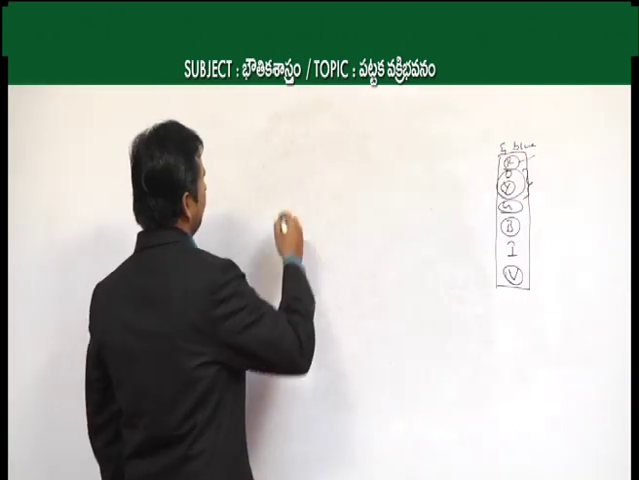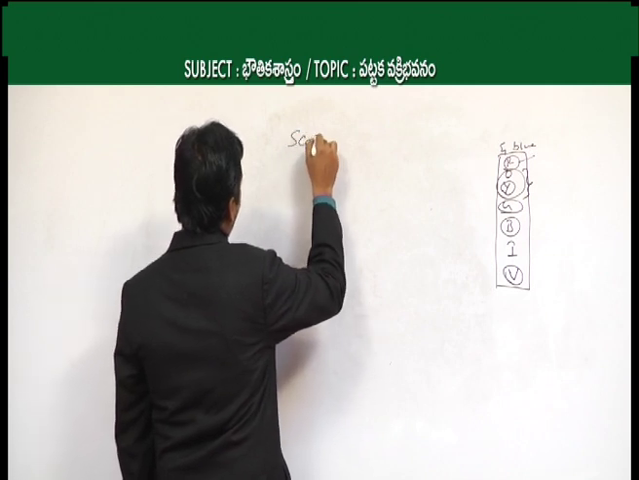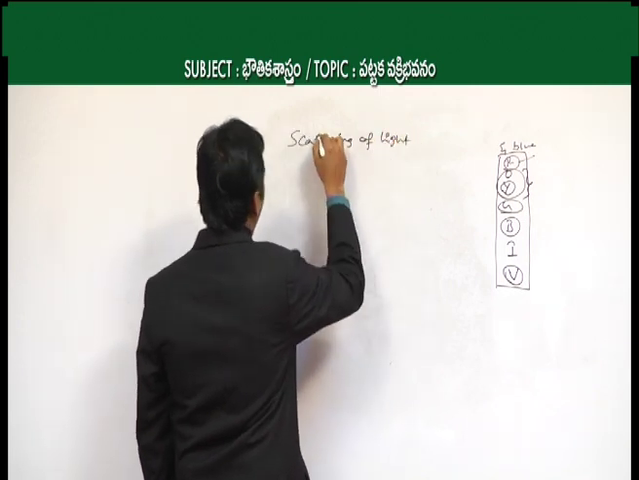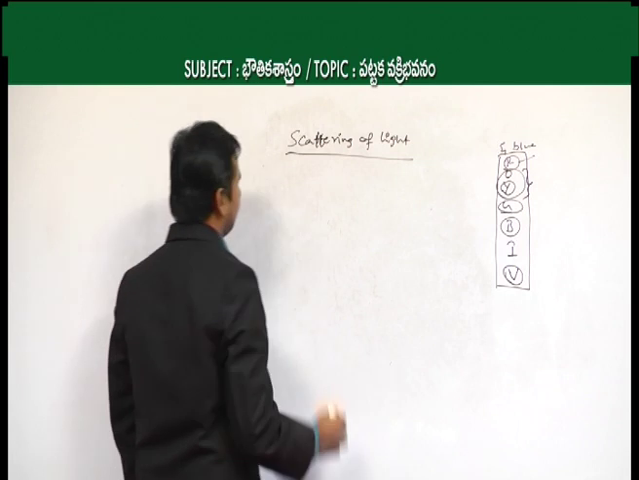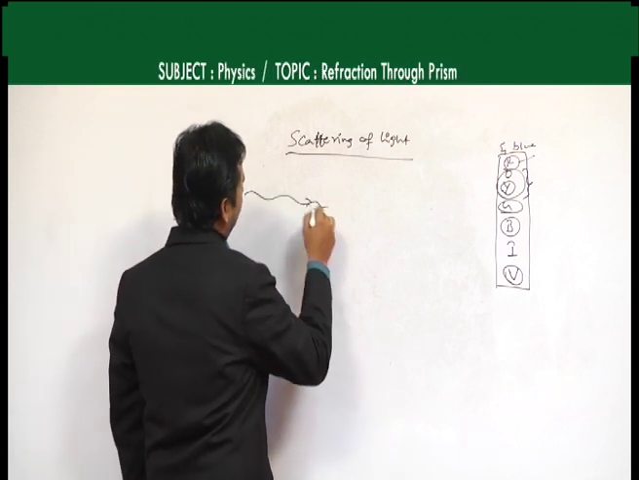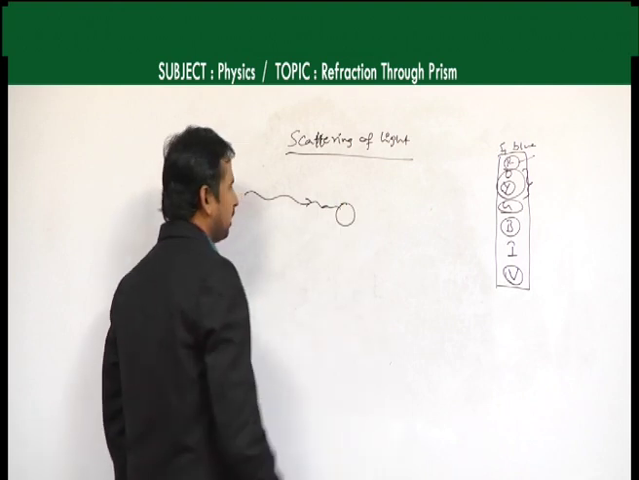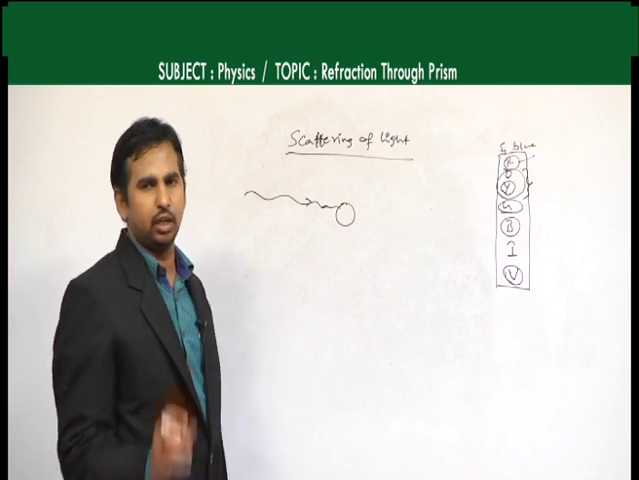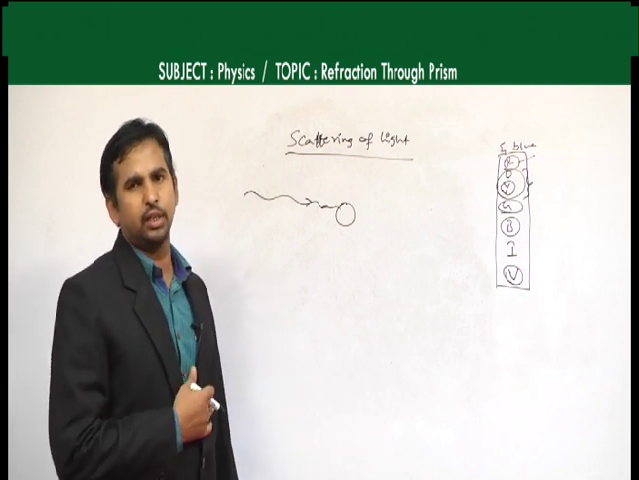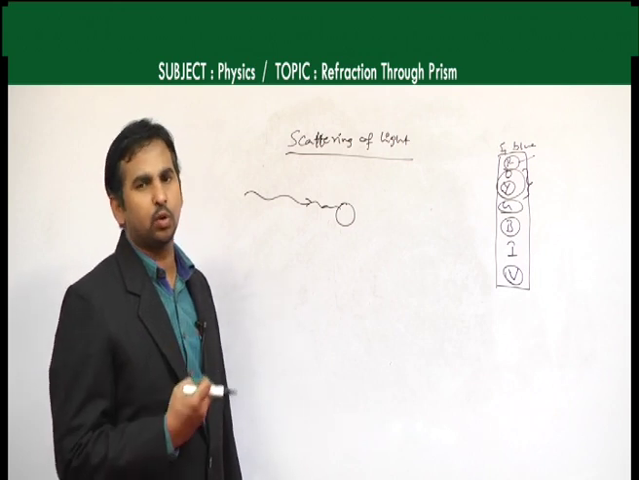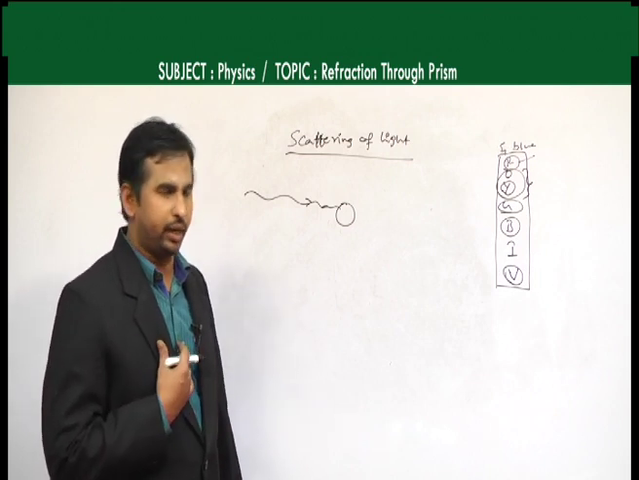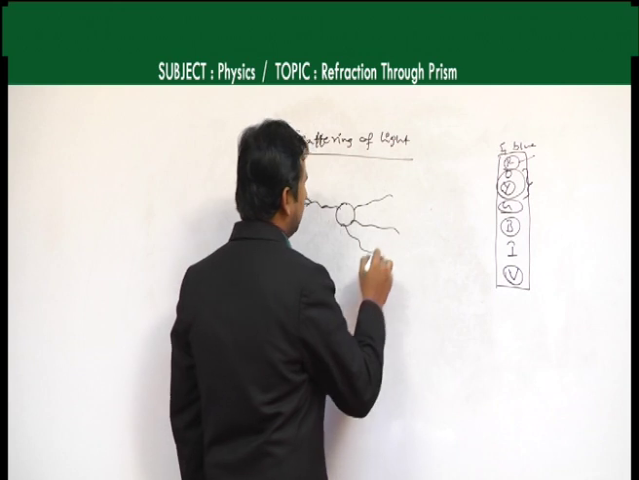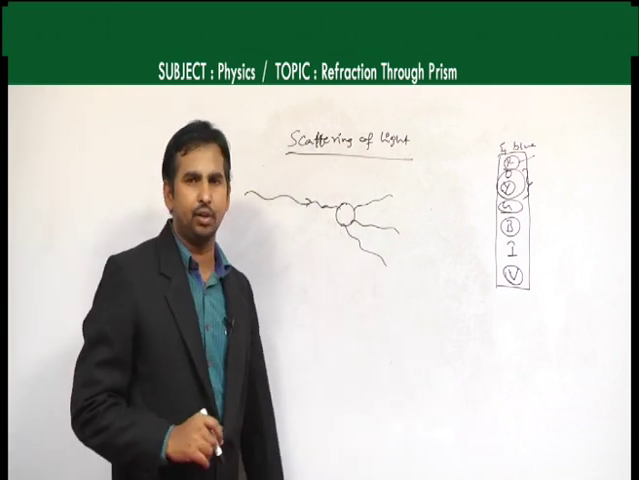Next, we have questions coming on scattering of light. The phenomenon of scattering of light is whenever light waves are incident on the molecules present in the atmosphere, like dust particles or air particles or some other particles, those particles absorb this light and give it back with different wavelengths. This phenomenon we call scattering of light.